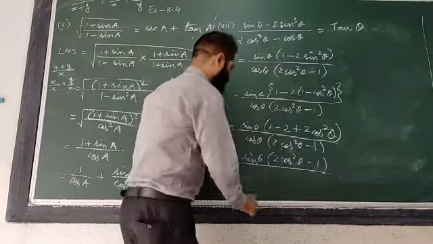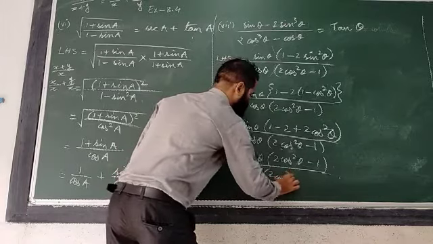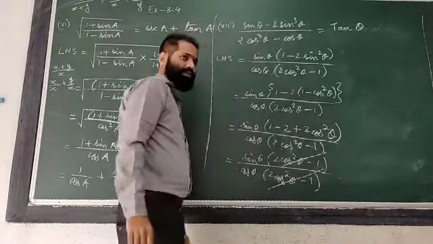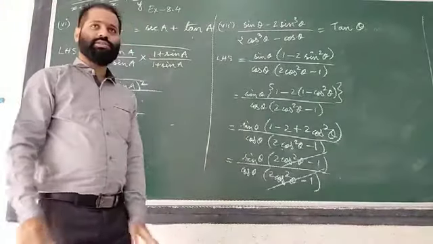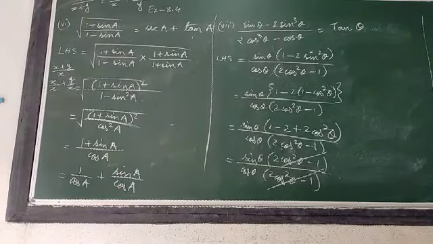And in the denominator we are having cos theta, 2 cos square theta minus 1. Cancel. So sin by cos is tan theta, and the next step equals 10. Bracket close.